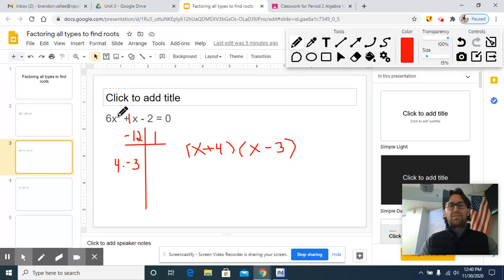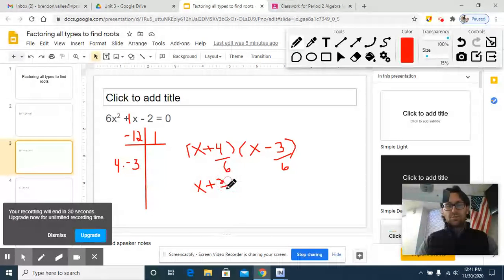Now remember, you got to divide by this first number. A lot of times we can skip that step because the number in front's 1. But in this case, it's not 1, so we got to divide by 6. Before you do anything else, you got to reduce these fractions. So that's x plus 2/3 and x minus 1/2.